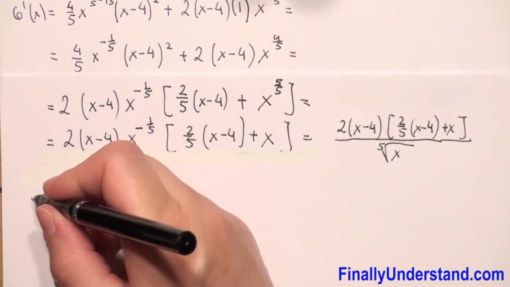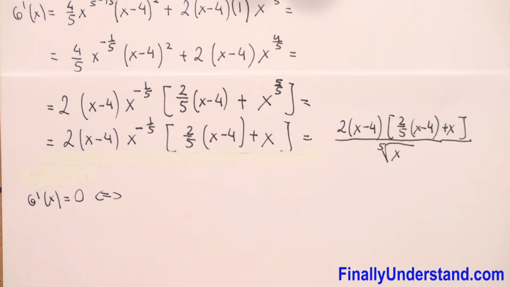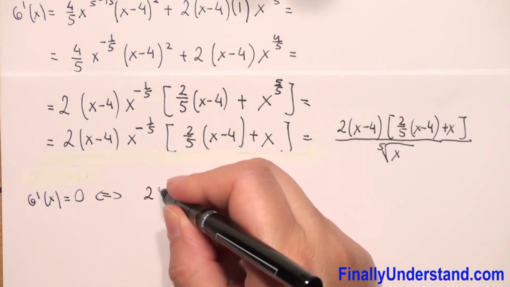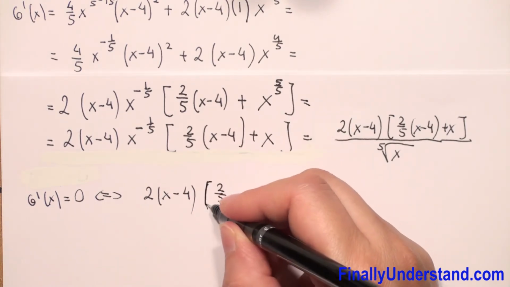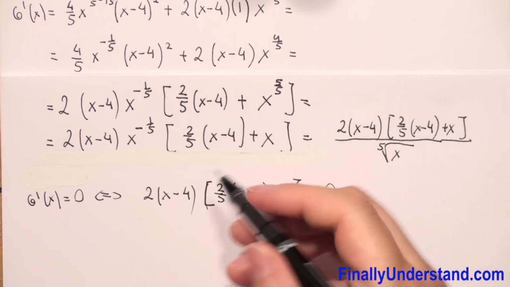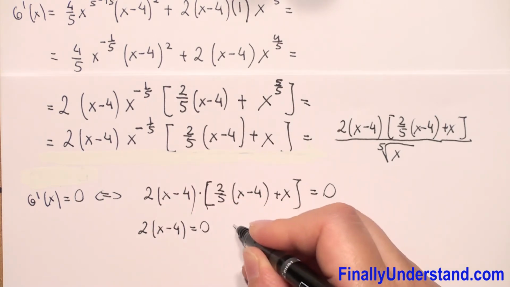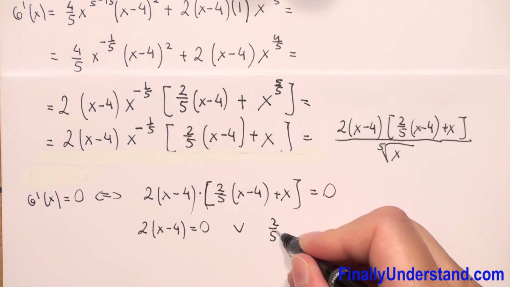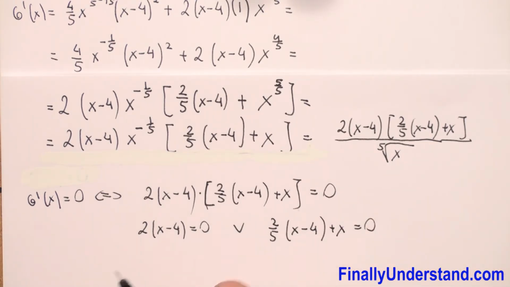Now we have to set the derivative equal to 0. G prime of x is equal to 0 if and only if our numerator is 0, because the denominator cannot be 0. So we have 2 times x minus 4 times 2 over 5 times x minus 4 plus x equals 0. Because we have multiplication here, we have 2 times x minus 4 equals 0, or 2 over 5 times x minus 4 plus x equals 0. We have to solve these two equations. I can divide both sides by 2, so I will have x minus 4 equals 0, so x equals 4.